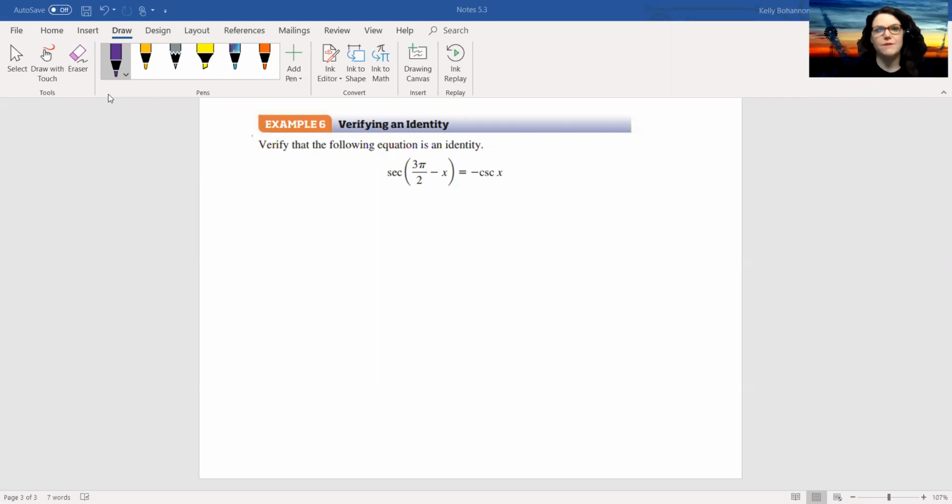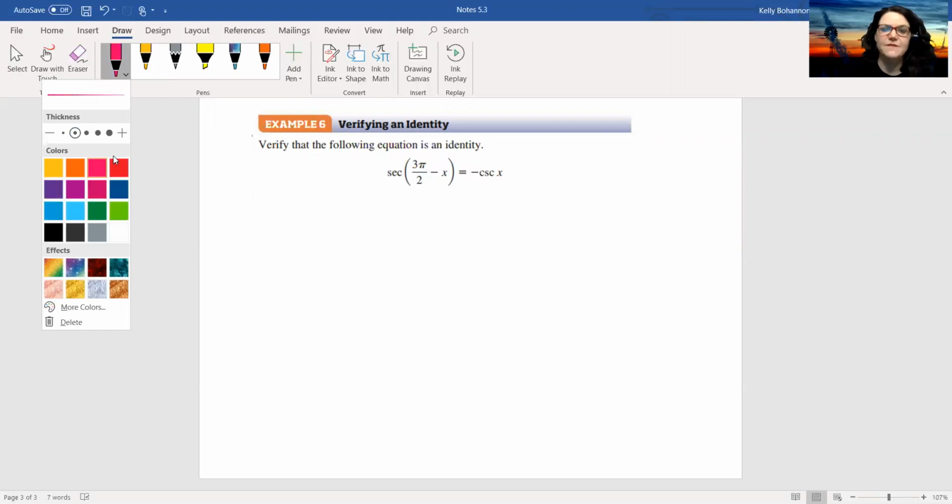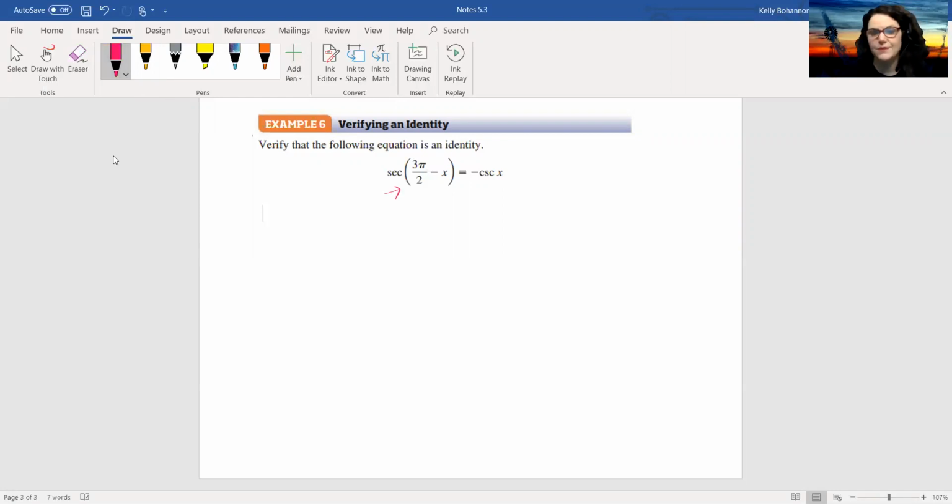All right, we're verifying identities, which we've already done. That's what we did in 5.2. Only this time now we're going to include using some of the new identities that we've learned. So it always says to start with the most complicated side, and in this case, and I know that could be subjective, but in this case, I definitely think that the side on the left is the more complicated side. So that's where we're going to start.